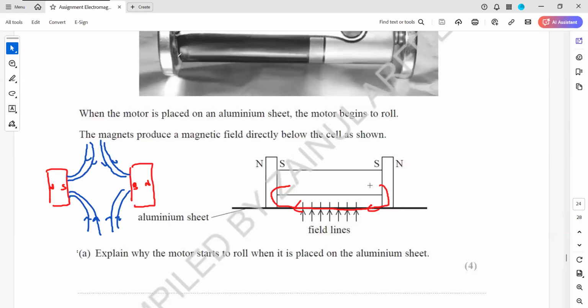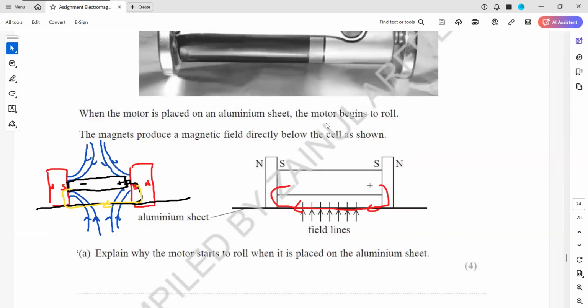So when we place it on an aluminum sheet, and the dry cell was placed here, this is the positive terminal, this is the negative terminal, so the conventional current will move. As the conventional current starts to move, the current is perpendicular to the magnetic field. As the current is perpendicular to the magnetic field, it cuts the magnetic field and it experiences a force.